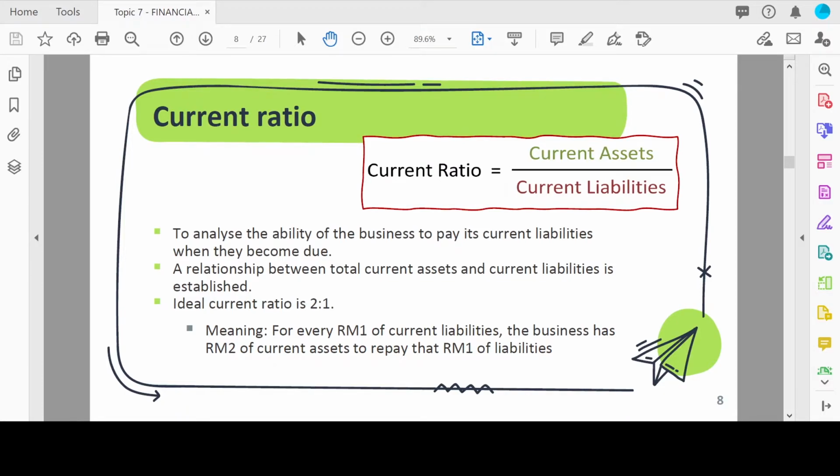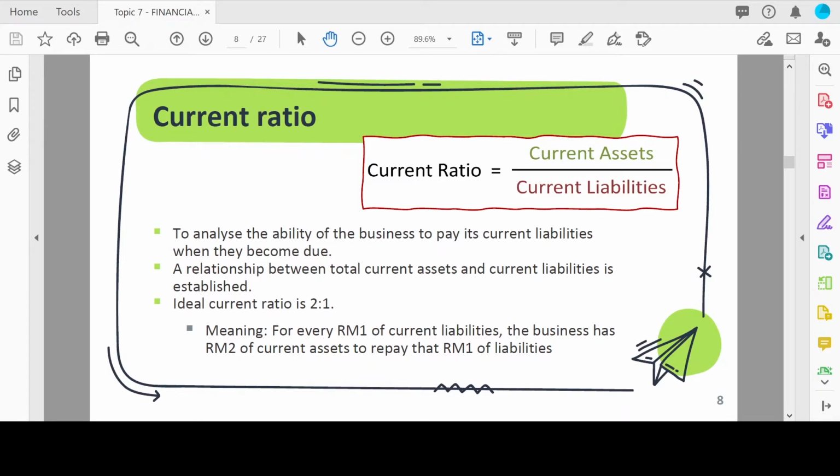So the ideal current ratio is 2 to 1, meaning that for every 1 ringgit of current liabilities, you have 2 ringgit of current asset to cover that 1 ringgit of current liabilities. But you have to bear in mind that in current asset, we have least liquid asset to a very liquid asset.